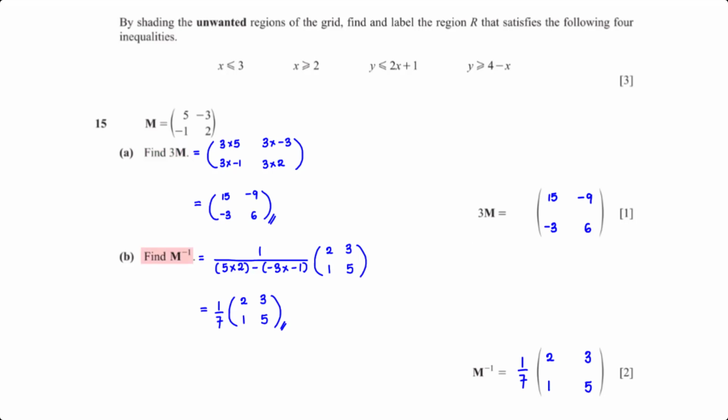Find the inverse of matrix M. The inverse of matrix M is equal to 1 over the determinant of matrix M, which we get by subtracting the product of the minor diagonal, which is negative 3 times negative 1, from the product of the major diagonal, which is 5 times 2, multiplied by this matrix, which we get by swapping the elements in the major diagonal and negating the elements in the minor diagonal. 5 times 2 minus negative 3 times negative 1 is 7. So we have 1 over 7 times 2, 1, 3, 5.